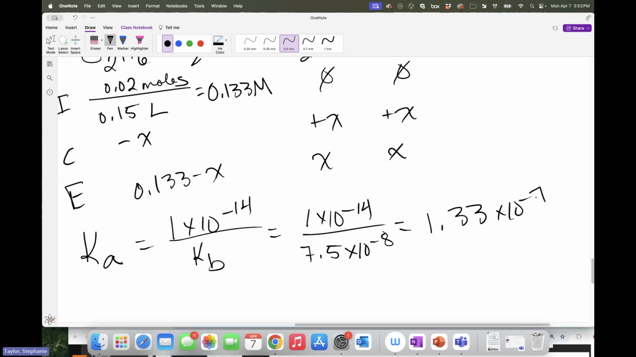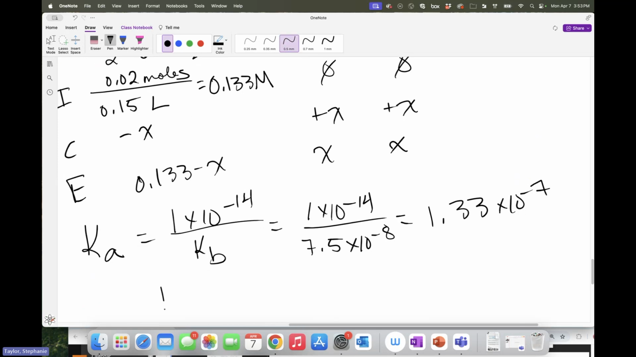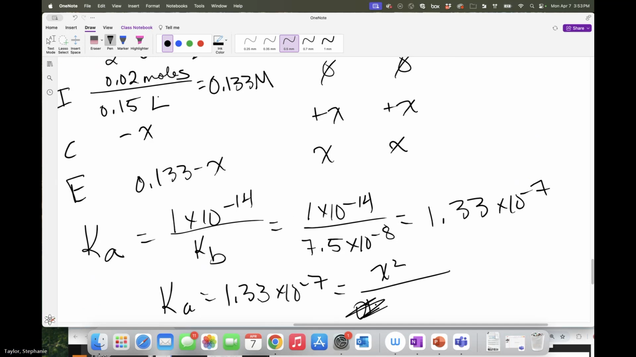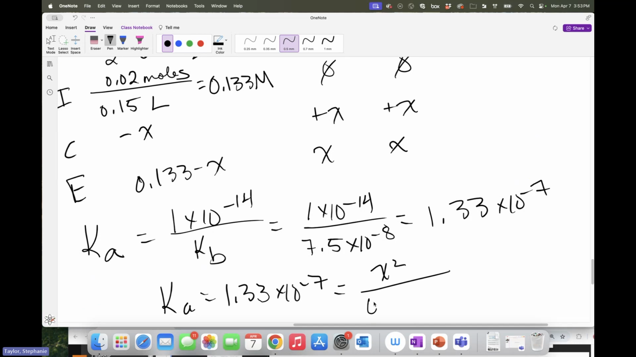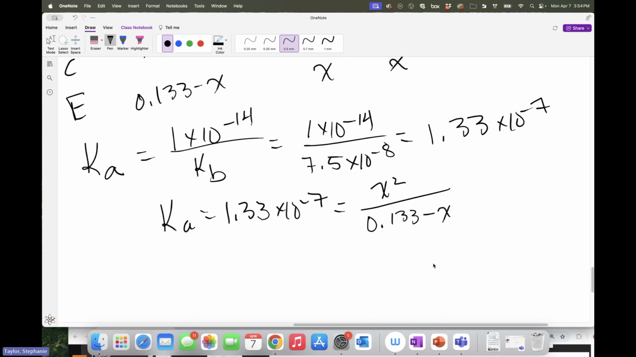1.33 times 10 to the negative 7. So therefore, I have a Ka value of 1.33 times 10 to the negative 7 is equal to x squared divided by 0.133. This is the part where I get a little spoiled. The Wacom tablet that I have in my office is not as nice as the one in lecture hall. So 1.77 times 10 to the negative 8 is equal to x squared.